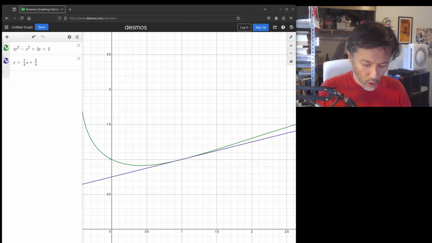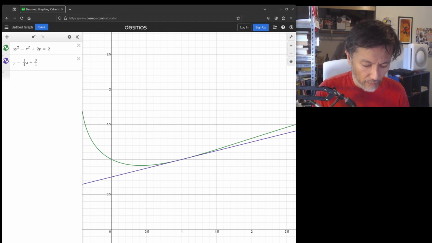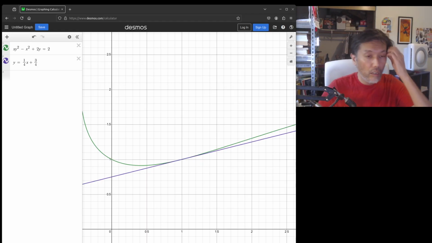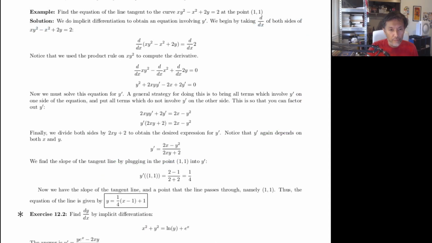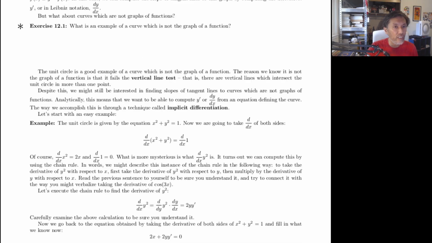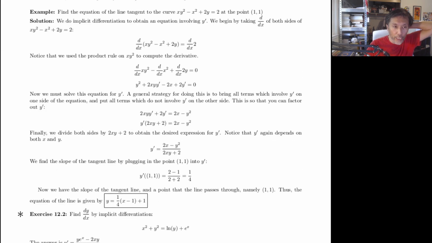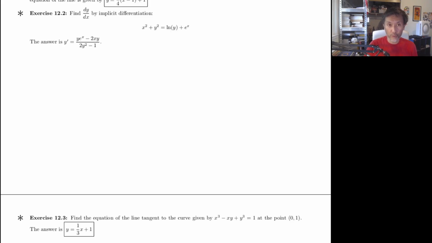Let's do one more problem, shall we? Just one more problem. And I want to do a problem from the worksheet that I gave to you. So let me pull up that worksheet. Here? Yeah. So this was the worksheet that I gave you about implicit differentiation. This is on the Canvas shell. And I want us to try to attack and kill exercise 12.2.